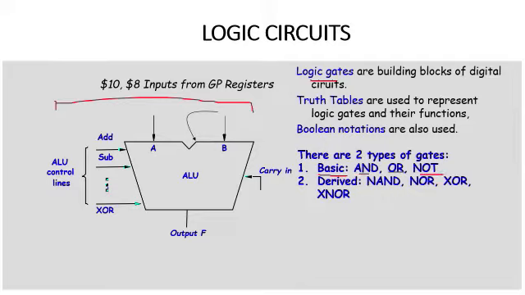These are basic. Then derived means they are gotten from a combination of one or more of these. So you have NAND, NOR, XOR, XNOR. All these are derived under logic gates. So these are types of logic gates, or gates. You can call them logic gates or gates.